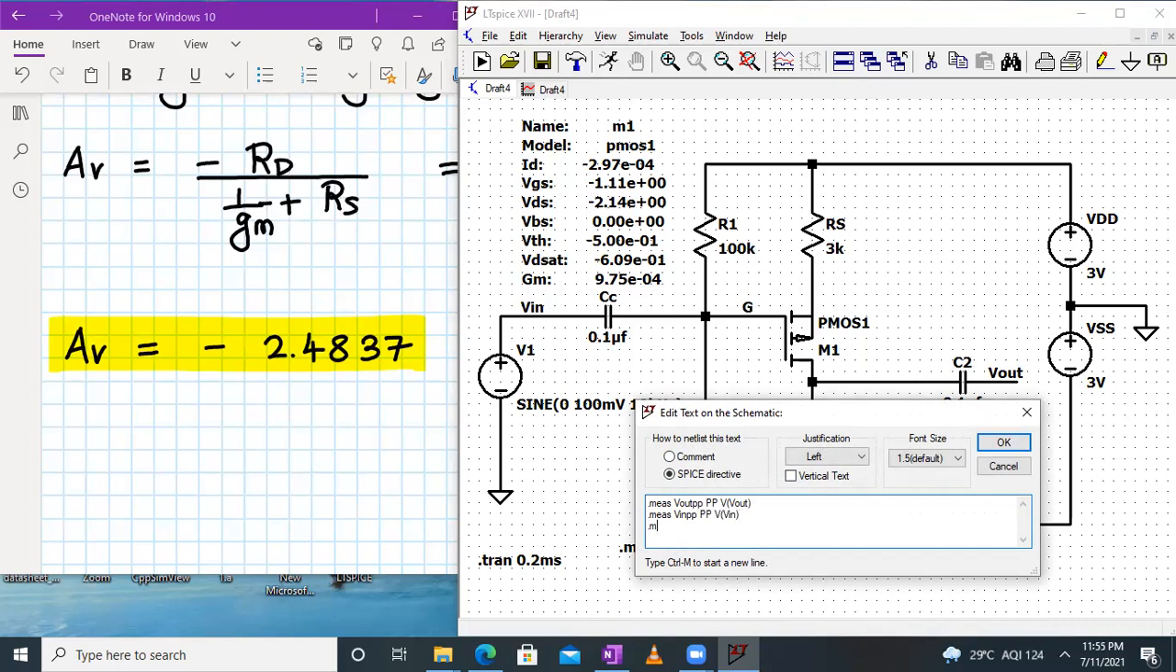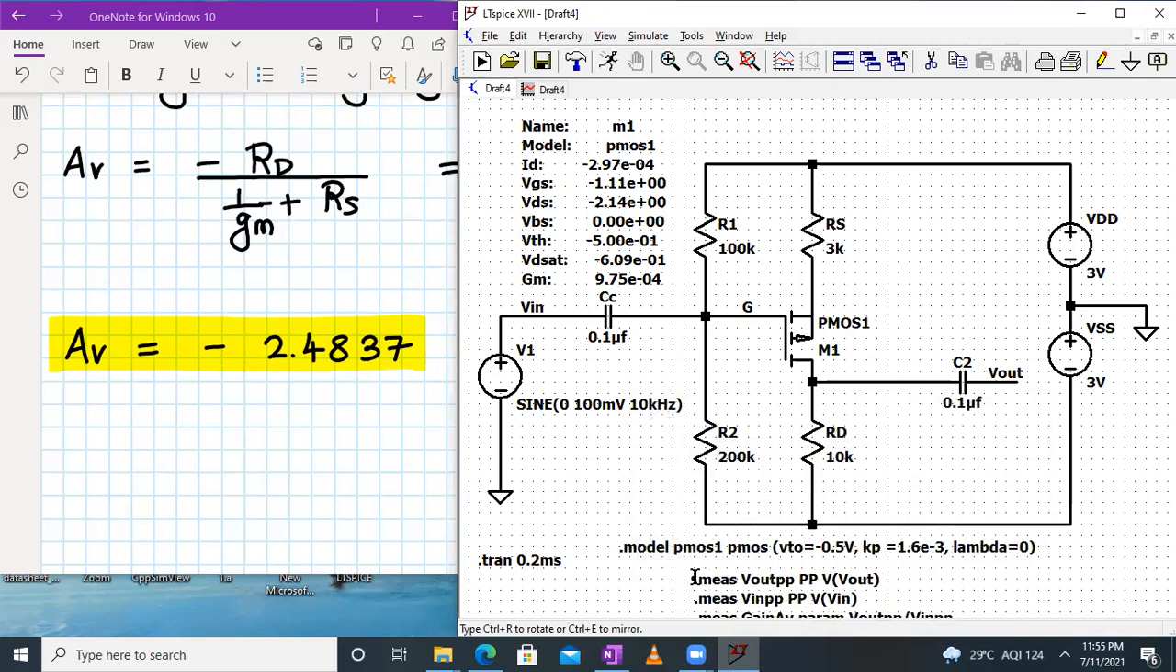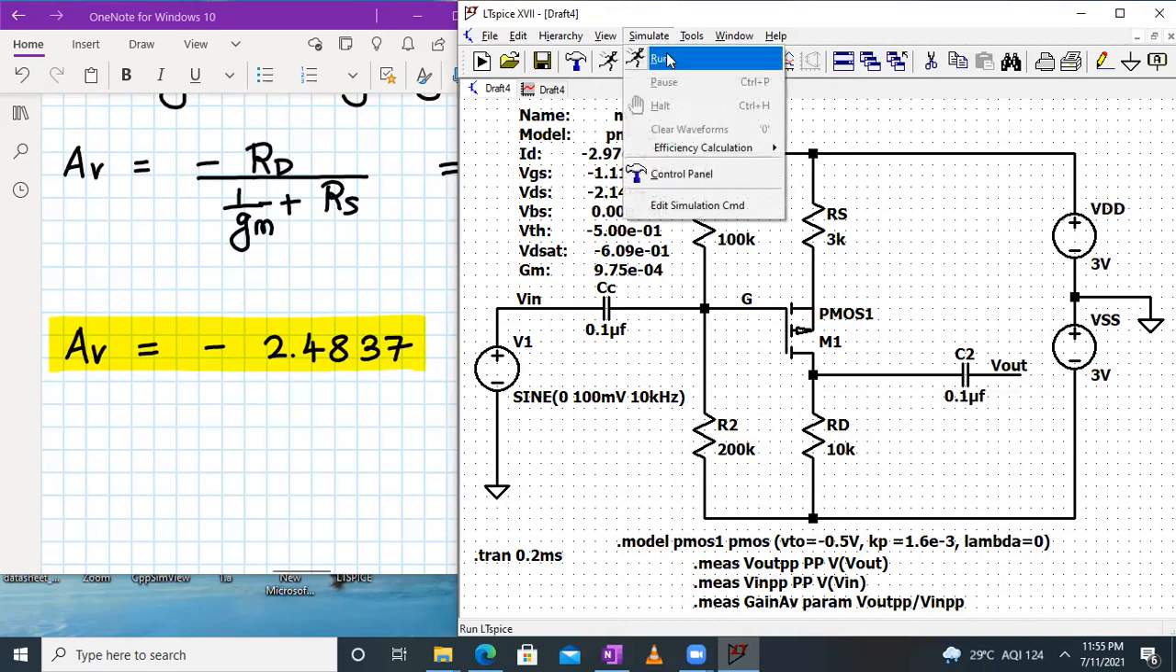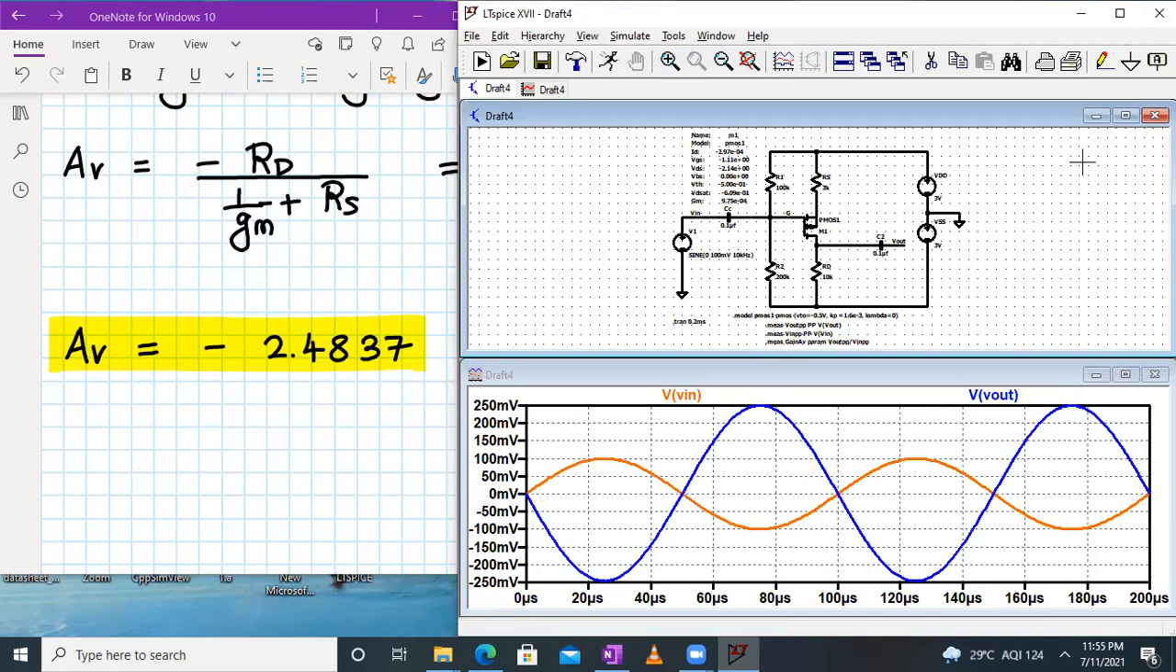We'll write one more statement which will directly calculate the gain Av. So the gain Av parameter will be Vout_pp divided by Vin_pp. These three statements will directly give us the value of Av in SPICE. So let me simulate it once more, and you'll get the same graph.